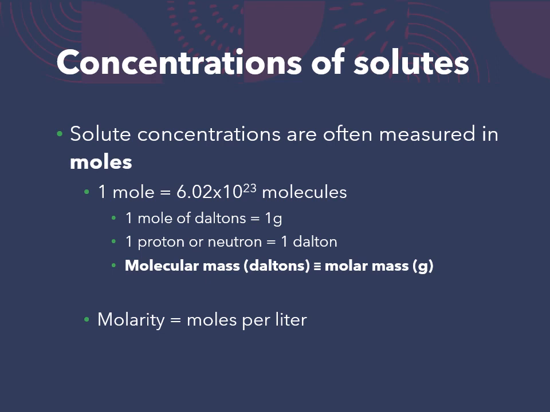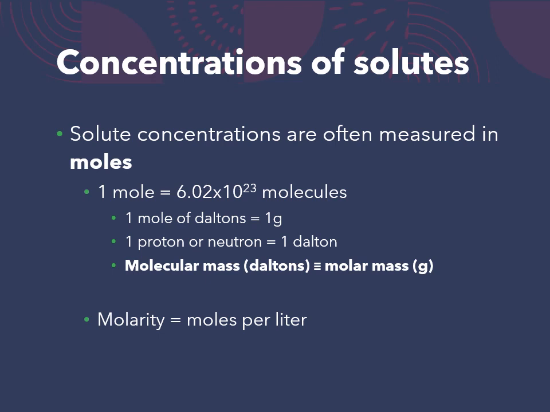Now, this particular number and the unit mole was determined such that 1 mole of Daltons would have a mass of 1 gram. Remember that each proton or neutron in an atom has a mass of 1 Dalton, and so the mass of a molecule, measured in Daltons, is equivalent to the molar mass, measured in grams. For example, a molecule of water has a mass of 18 Daltons, 1 for each hydrogen, which only has 1 proton and no neutrons, and 16 for the oxygen, which has 8 protons and 8 neutrons.